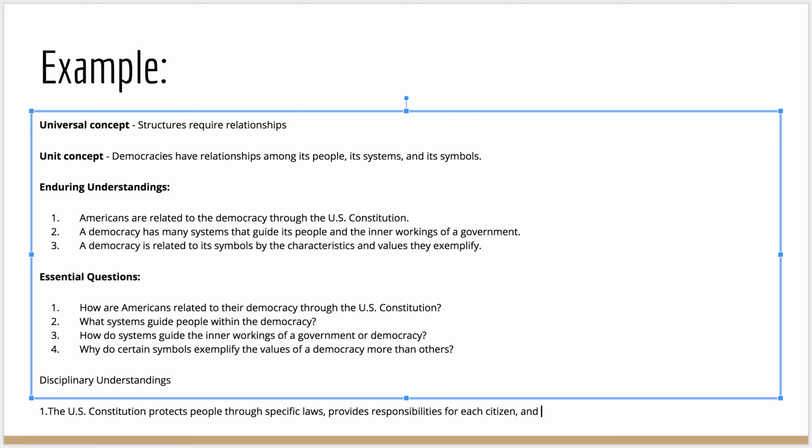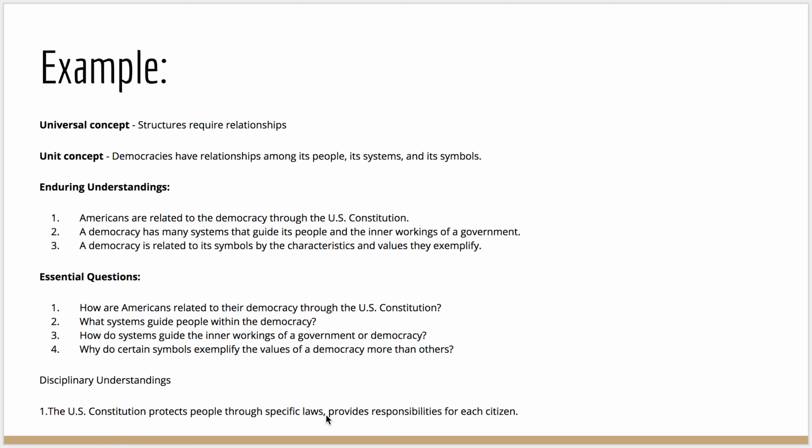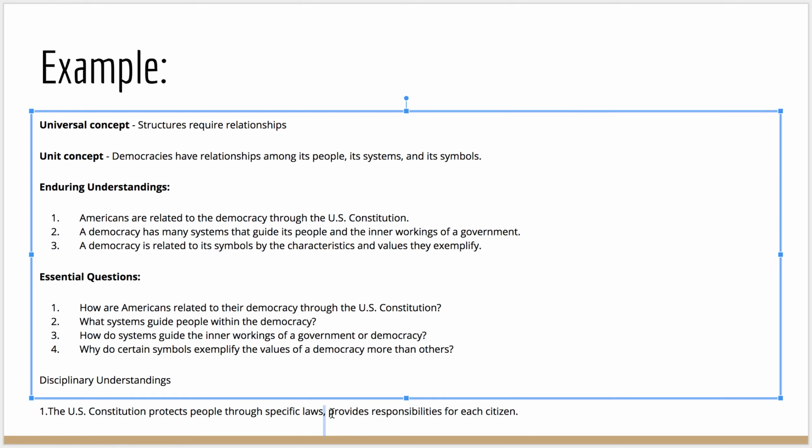So do I have enough? Do I need a third area here? I'm going to reread it as it is. The U.S. Constitution protects people through specific laws and provides responsibilities for each citizen. That really goes to what these standards talk about. So I'm just going to leave it at these two more narrowed focus points.